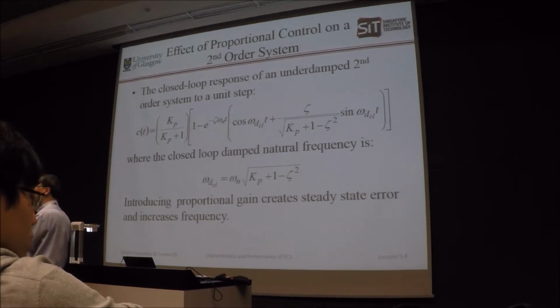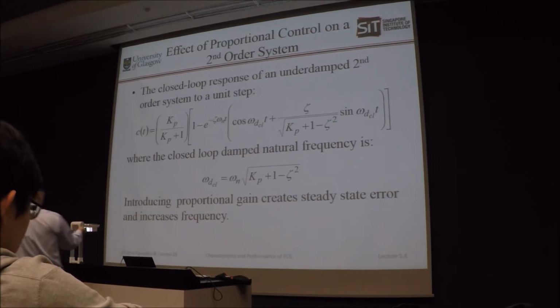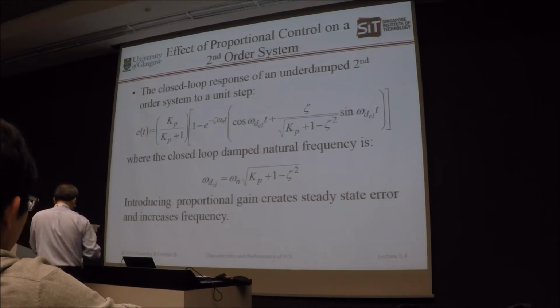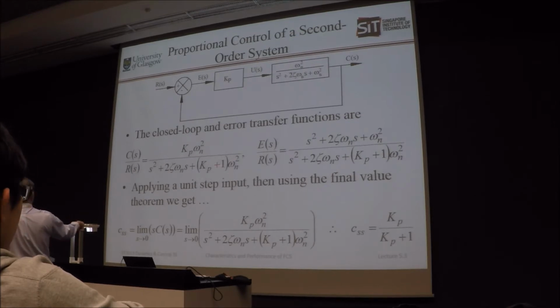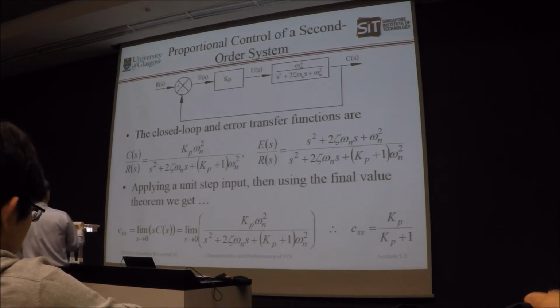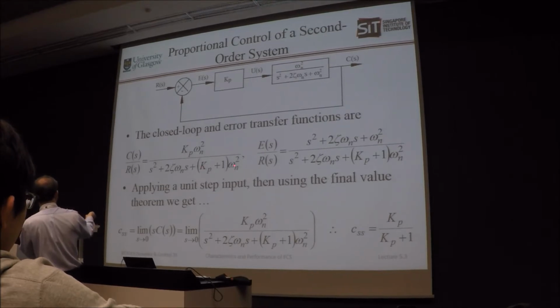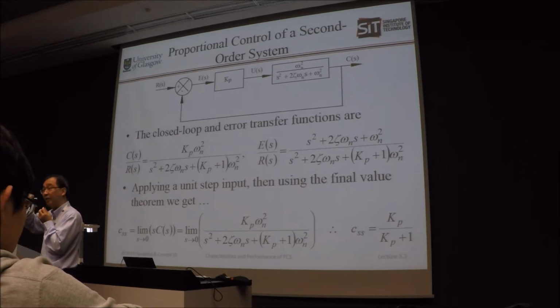So you do know that your omega d is worked out based on your omega n and your zeta. So omega d is equal to omega n multiplied by square root of 1 minus zeta squared. But in this case, you need to go back to this transfer function. Because why? In this case, what is the omega n? Omega n is going to be square root of Kp plus 1 times omega n squared. So your closed loop omega n has actually changed.